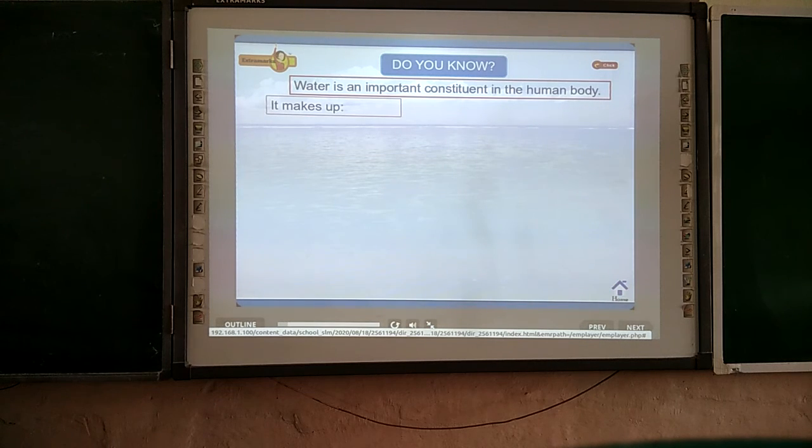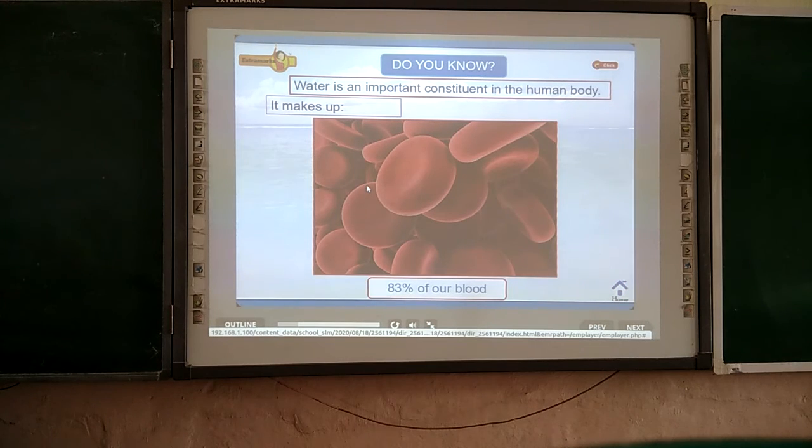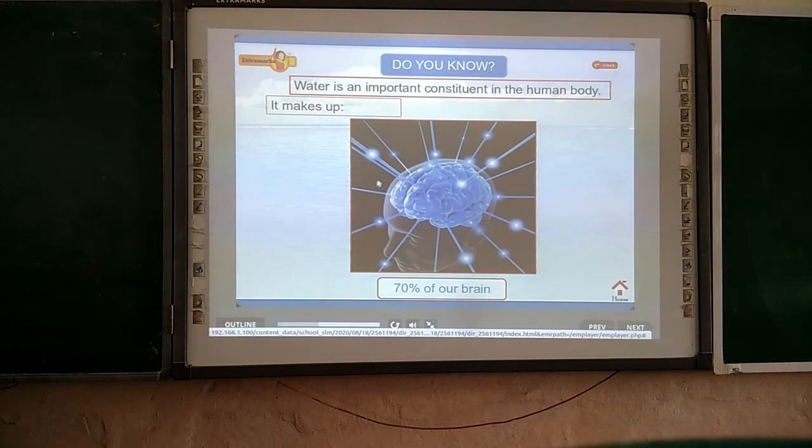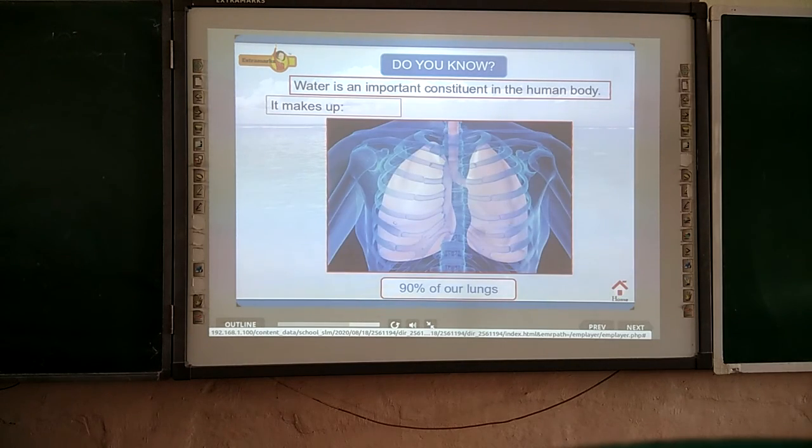What is an important component in the human body? It makes up 83% of our blood, 70% of brain, 90% of our lungs.